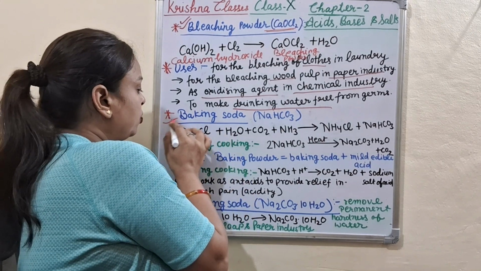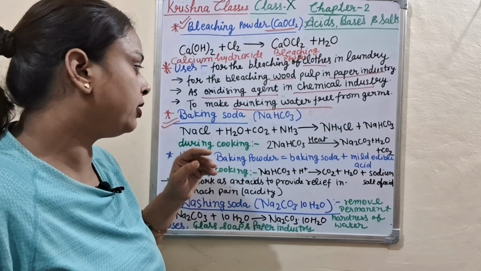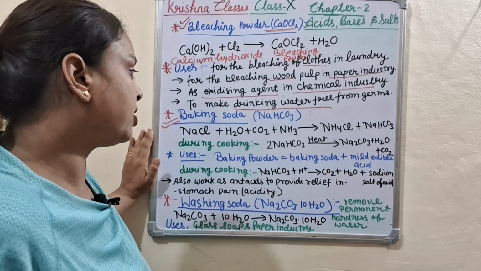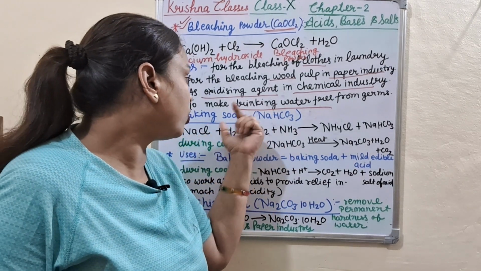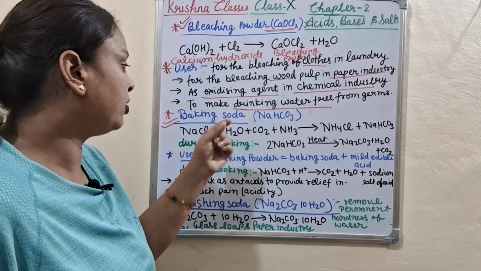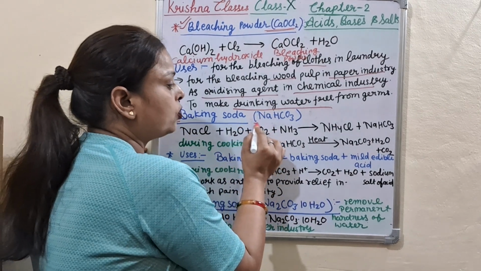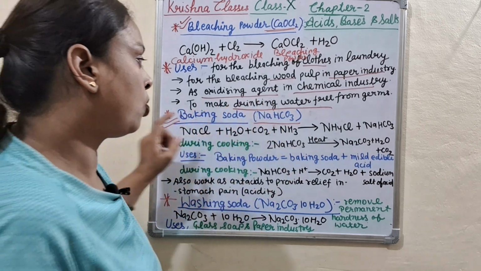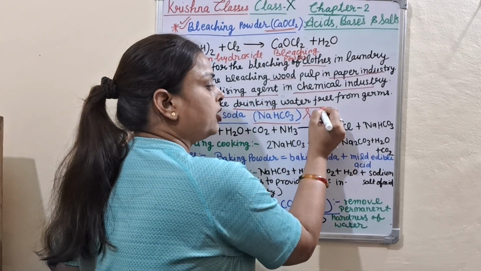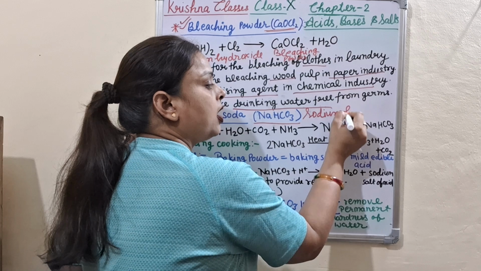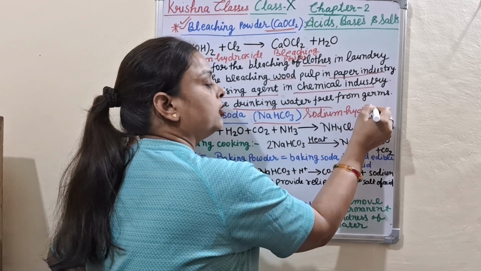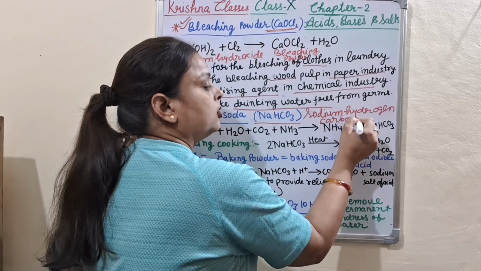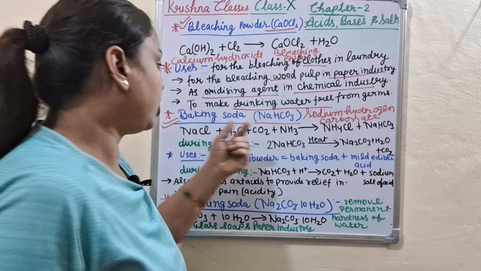Next is baking soda. What is the baking soda? You studied about caustic soda in the previous video. Here we discuss baking soda. This is the formula of baking soda, NaHCO3, also called sodium hydrogen carbonate. The chemical name is sodium hydrogen carbonate. So this is the baking soda.